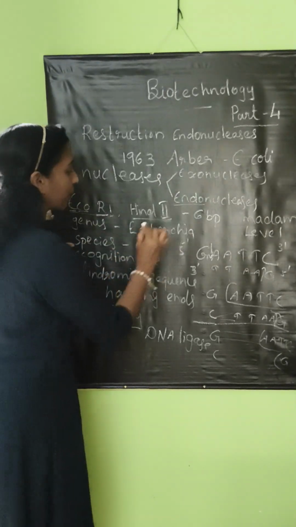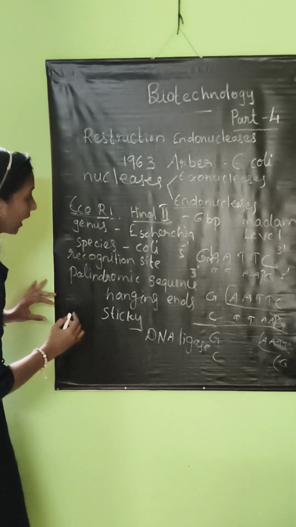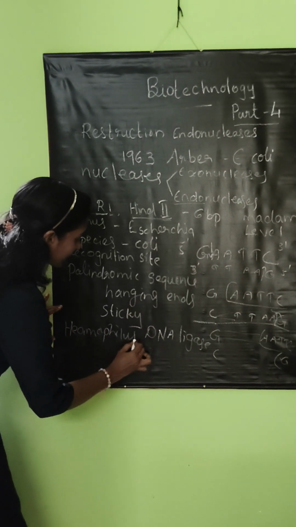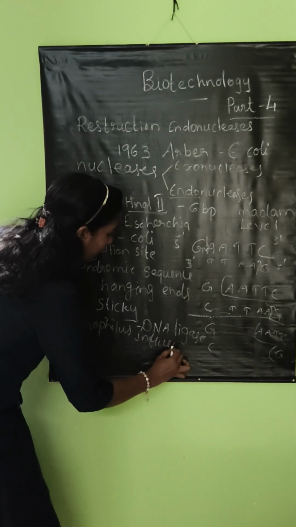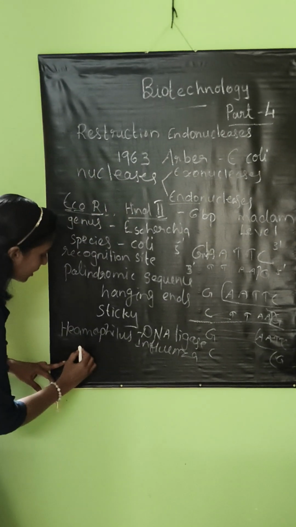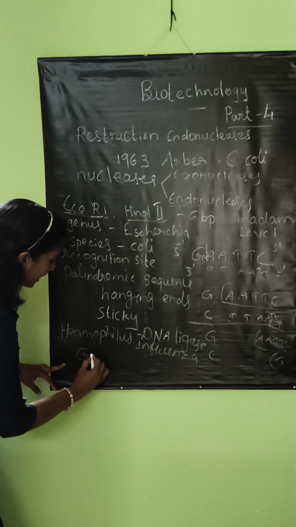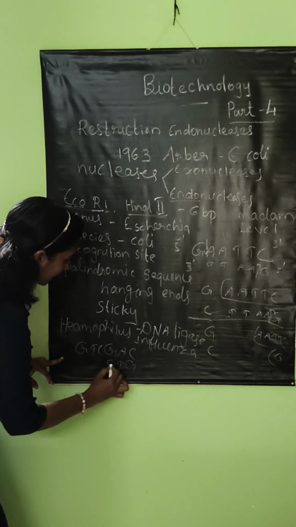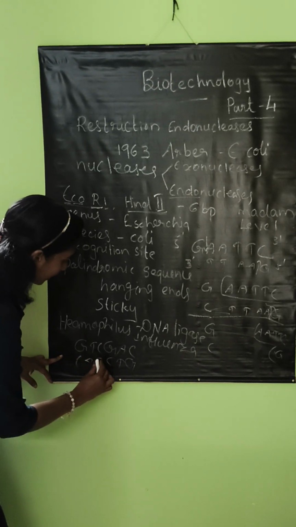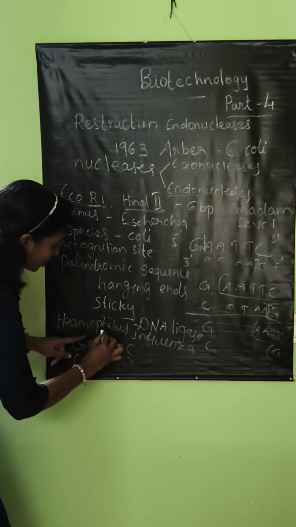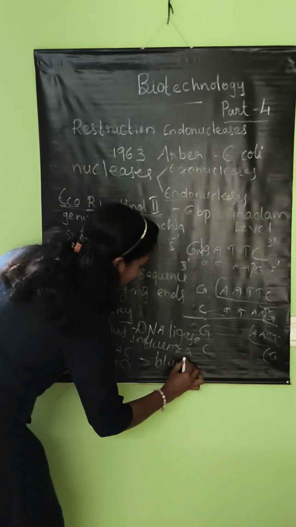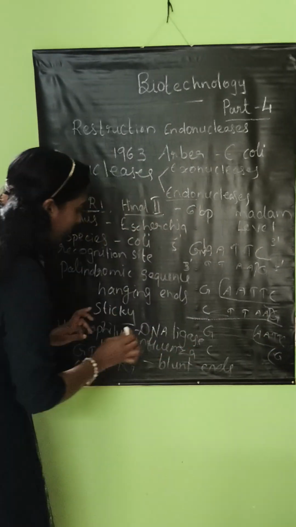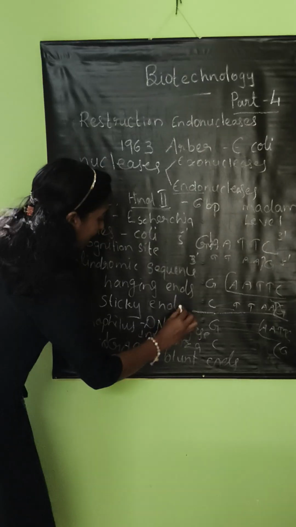Here I have written one more example, HindII. HindII is extracted from Haemophilus influenzae, and it can cut the palindromic sequence GTCGAC. Here also it will be the same, GTCGAC. It cuts in between the middle bases, so it will give blunt ends.